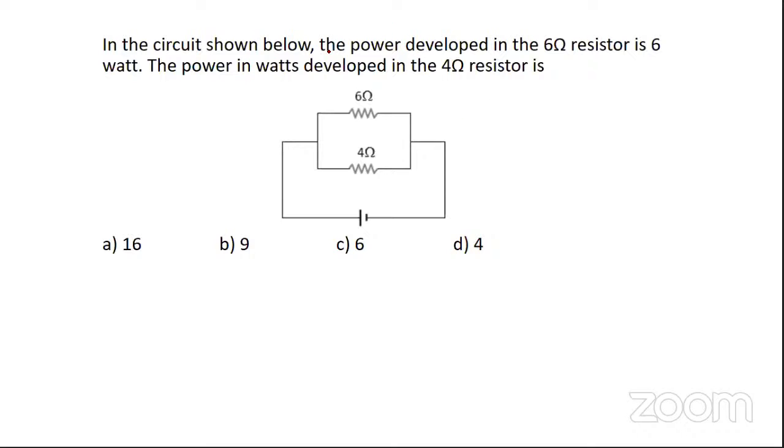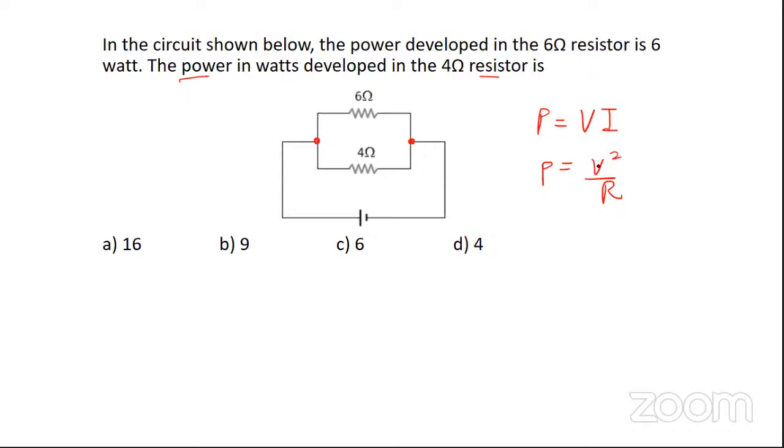See, in the question, it is talking about the power developed in a resistor. What is the formula for power? It is V into I. Now we have the potential which is common for both of the resistors. So we can substitute I by V by R, so it will become V square by R.